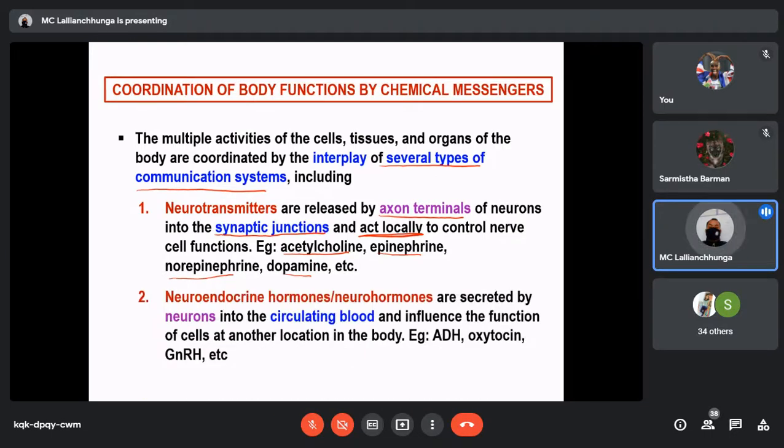So the second one is neuroendocrine hormones or neurohormones. This one also we have just discussed. They are secreted by the neurons into the circulating blood. I already told you why we call these neuroendocrine hormones, because they are not released into the synapse. Instead, they are secreted into the circulating blood. That is why they are hormones, and they influence the function of cells at another location in the body. Examples I've already given you: ADH, oxytocin, GnRH, GHRH, TRH, CRH. All those things I've given you in the previous slides.